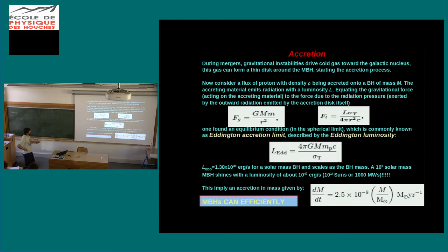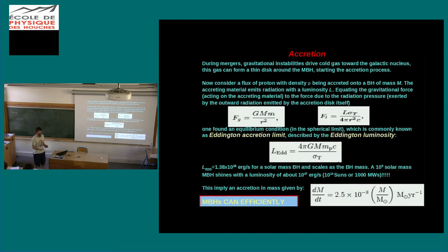So you see there are a bunch of constants, and most importantly, this is proportional to the mass of the black hole, okay? Of course, all of this is computed in spherical approximation, and we are using it to describe an accretion disk. So take it with a grain of salt, but in orders of magnitude, it works. Observationally, we see that it works. So essentially, a black hole can accrete at a maximum rate which is proportional to its own mass. Just to give you an idea, this Eddington luminosity is 10 to the 38 ergs per second for a solar mass black hole, and scales with the black hole mass.